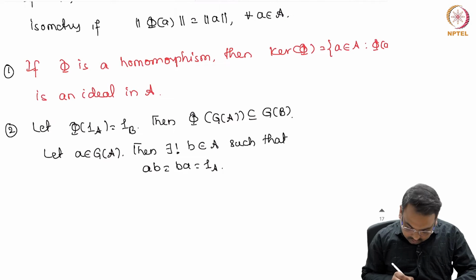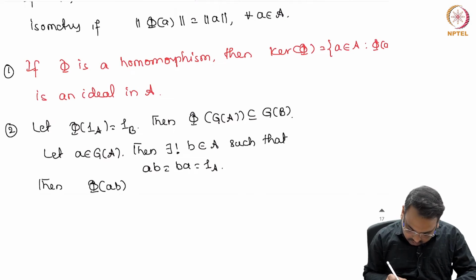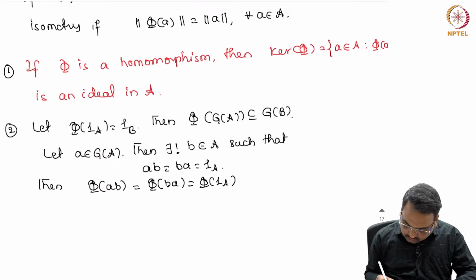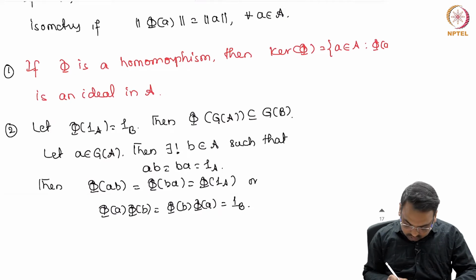Since phi is multiplicative, we can say that phi of ab equals phi of ba, that is phi of 1A, or we can say that phi(a) phi(b) equals phi(b) phi(a), which equals 1B. So from this we can say that phi of a is in G of B.